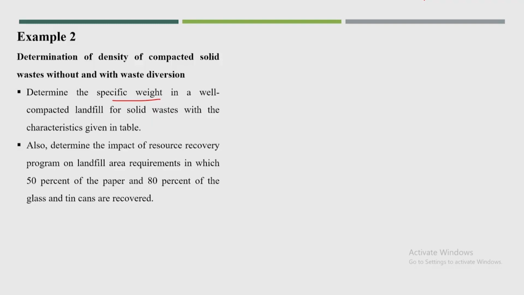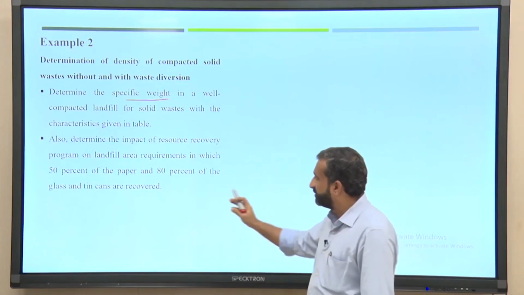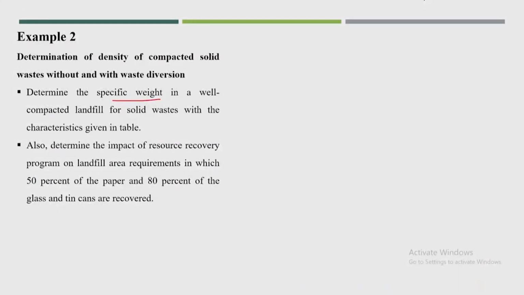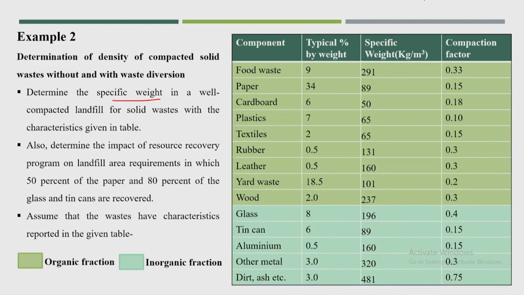And what is the resource recovery program? It says that 50% of the paper and 80% of glass and tin cans are recovered. So whatever specific weight we get without any waste diversion program will be reduced by the 50% of paper and 80% of glass and tin, and this data is given.